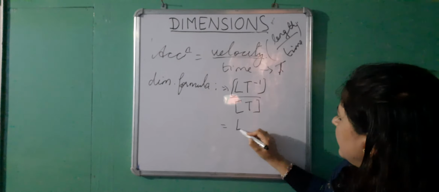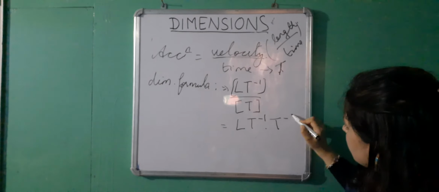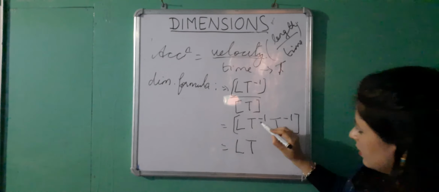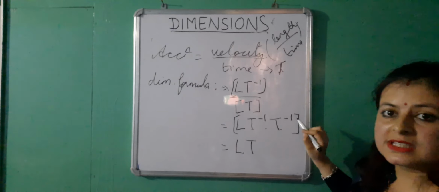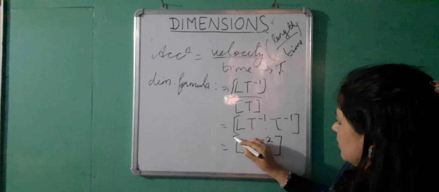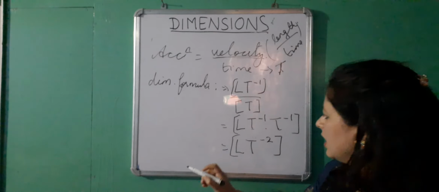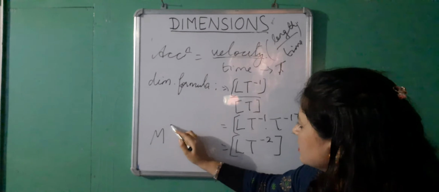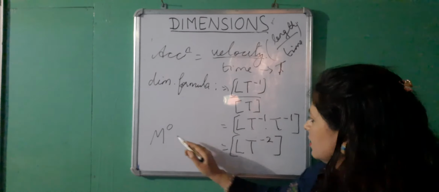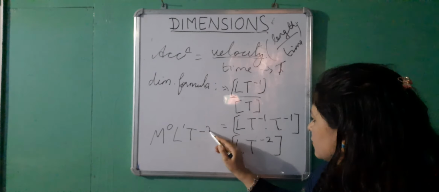So I can write L t to the power minus 1. When you write it up, this also will come with a negative power. So L t to the power, base is the same, exponents have to be added. Minus 1 is minus 2. If you want to write it with m, the complete dimensional formula, we can write it as m to the power 0. There is no m here, means it is 1. 1 is m to the power 0. L to the power 1, t to the power minus 2.